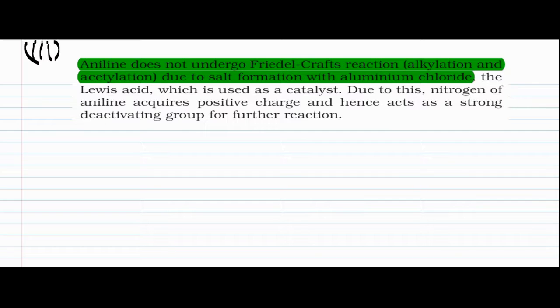Aniline does not undergo Friedel-Crafts reaction. The Lewis acid, which is used as a catalyst, causes the nitrogen of aniline to acquire a positive charge, and hence it acts as a strong deactivating group for further reaction.